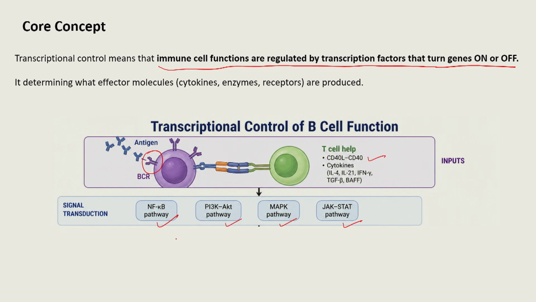So in general, we'll try to focus on NF-kappa B, PI3 kinase pathway, MAP kinase pathway, and JAK-STAT pathway one by one. So these are signaling molecules which can activate some other molecules. Let's see what those molecules are which are getting activated.